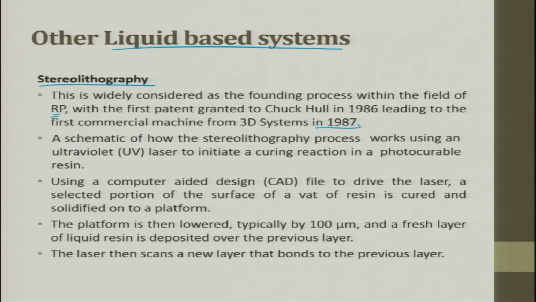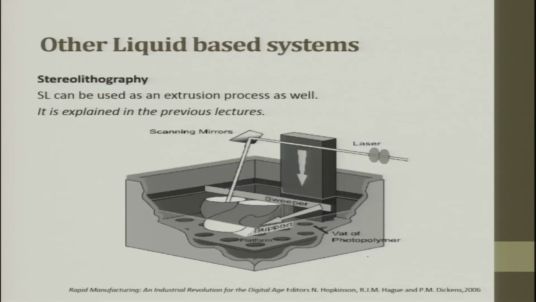A schematic diagram of how the stereolithography process works, using a UV laser to initiate a curing reaction in a photocurable resin, was discussed earlier. We will also see it now. Using a CAD file to drive the laser, a selected portion of the surface of a vat of resin is cured and solidified on a platform. The platform is then lowered, typically by 100 microns, and a fresh layer of the resin is deposited over the previous layer. The laser then scans a new layer that bonds to the previous layer. So, this is what it is.